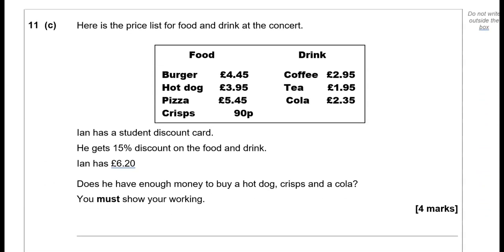Here is a price list for food and drink at the concert. Ian has a student discount card. He gets 15% discount on the food and drink. Ian has £6.20. Does he have enough money to buy a hot dog, crisps and a cola? You must show your working.